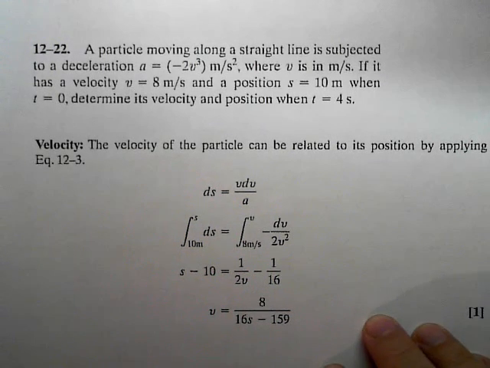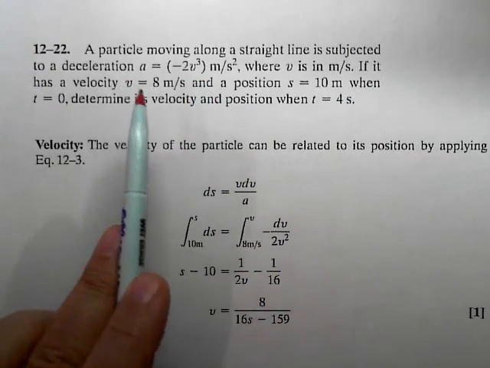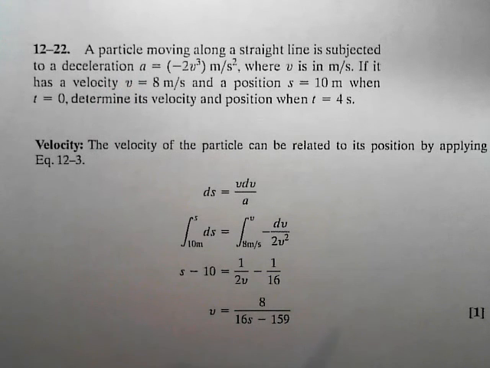Okay, we're looking at problem 12-22 as an example, and let's read it. It says a particle moving along a straight line is subject to a deceleration a of minus 2v cubed meters per second, where v is also in meters per second. Acceleration meters per second squared, velocity in meters per second. If it has a velocity of v equal 8 meters per second and a position of s equal 10 meters when t equals 0, determine its velocity and position when t equal 4.